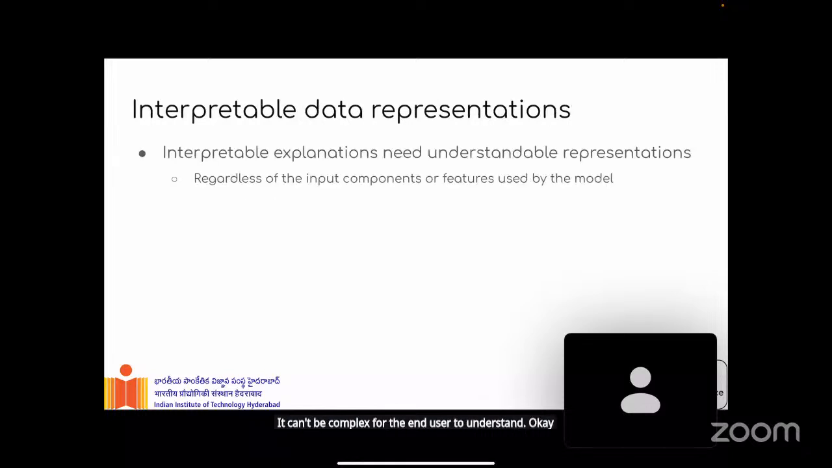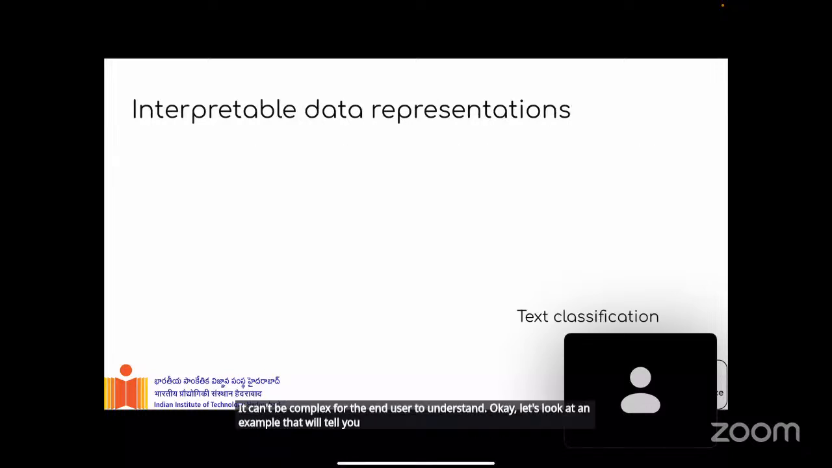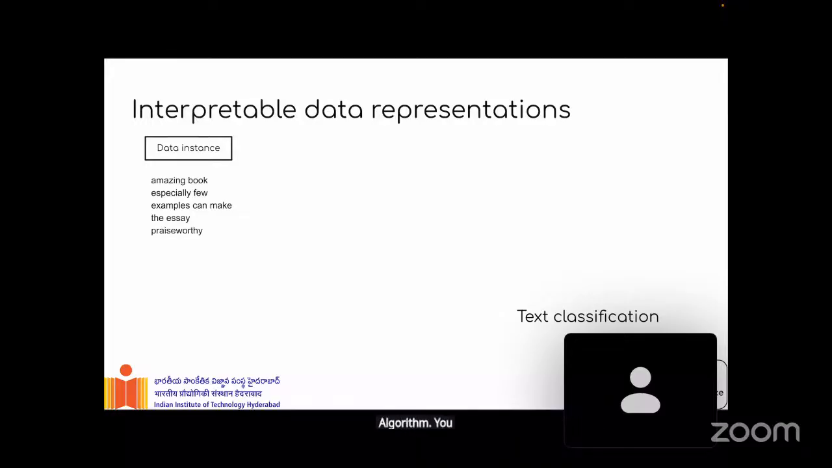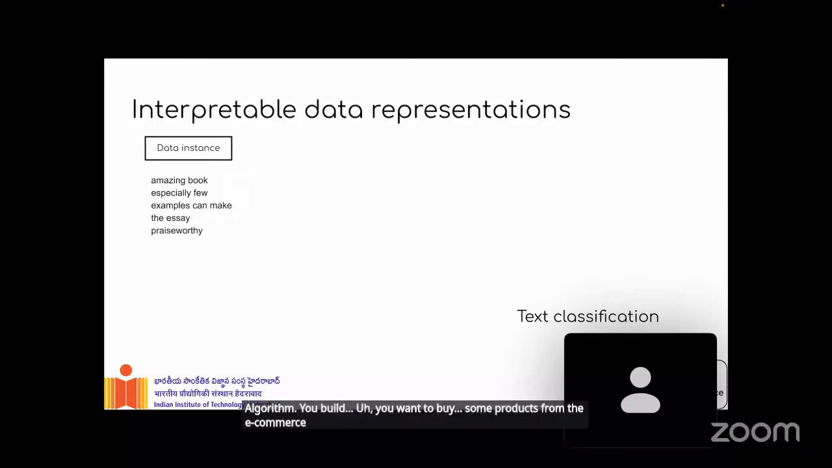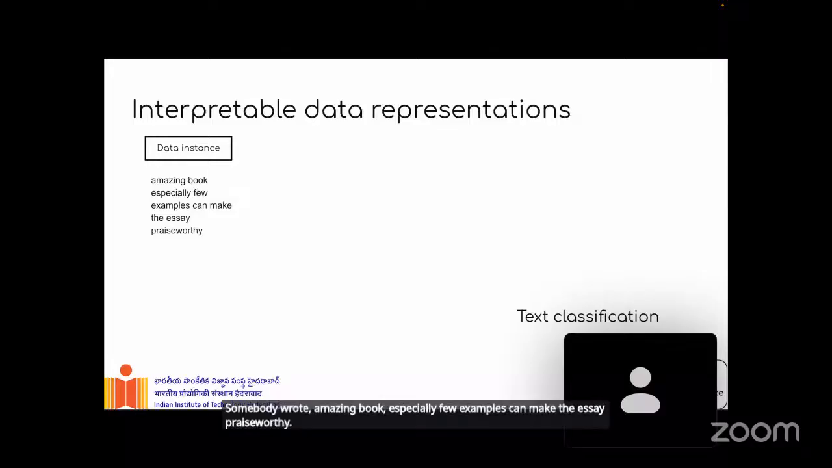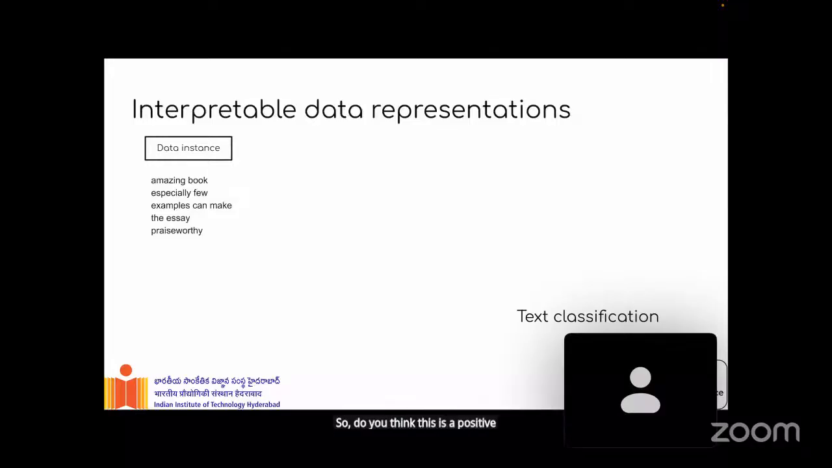Okay, let's look at an example that will tell you a lot more than these slides. Let's say you have a sentiment classification algorithm you built. You want to buy some products from e-commerce websites like Amazon or Flipkart. People who purchase those items leave some reviews, some comments. Let's say for one book you wanted to buy, somebody wrote, amazing book, especially few examples can make the essay praiseworthy. So do you think this is a positive sentiment about the book or not?